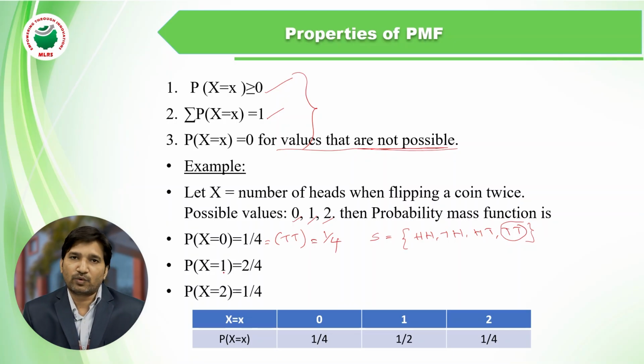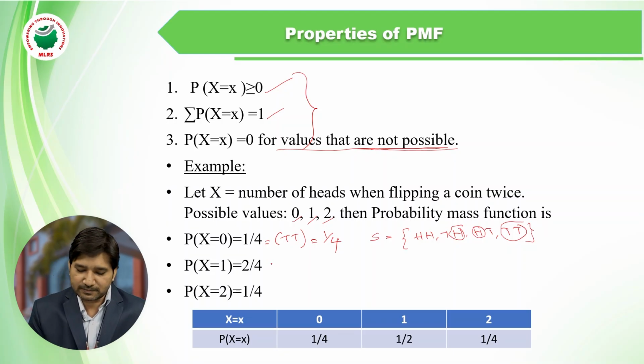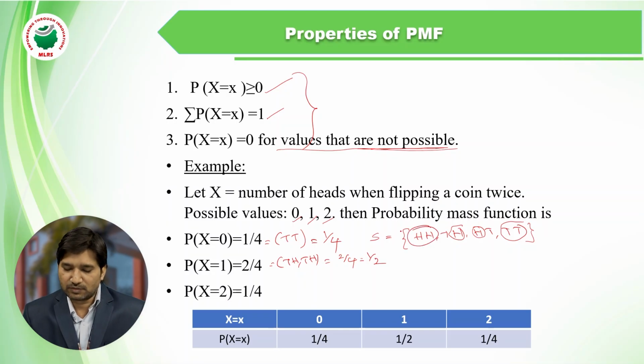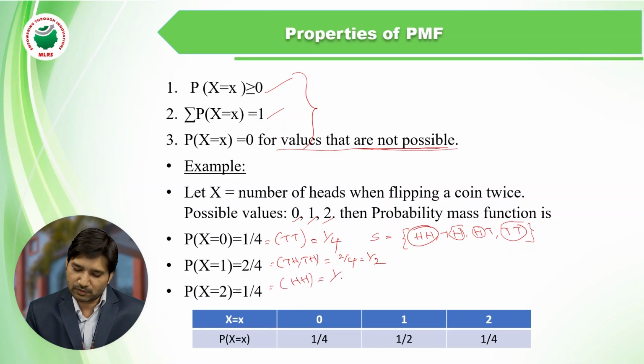Next, x equals 1 means 1 head. Out of 4, we get this 2 times: TH or HT. Therefore the probability is 2 by 4, that means 1 by 2. Next, 2 heads means only HH. Out of 4, we get 1. The probability is 1 by 4.